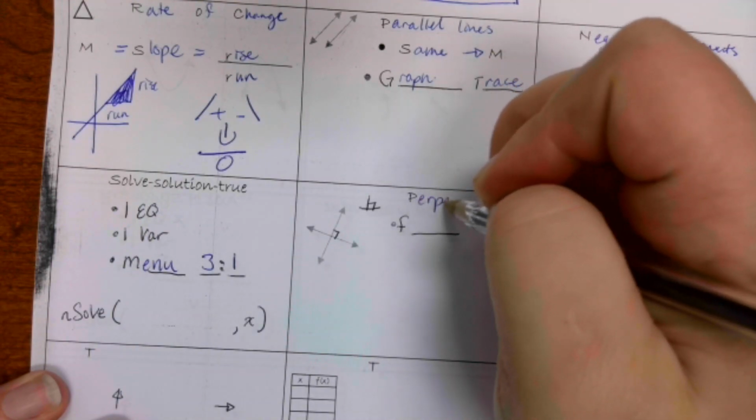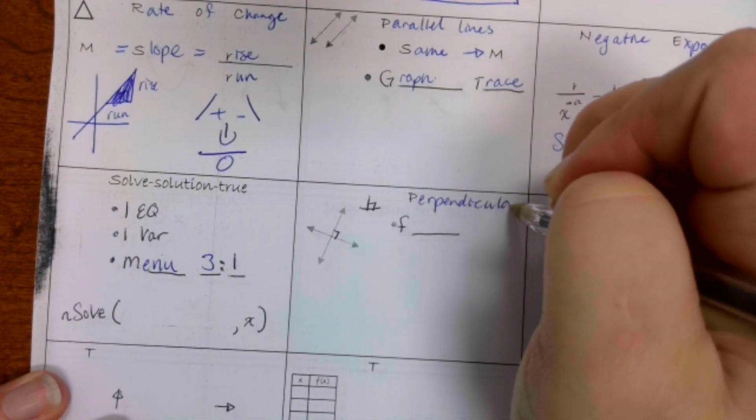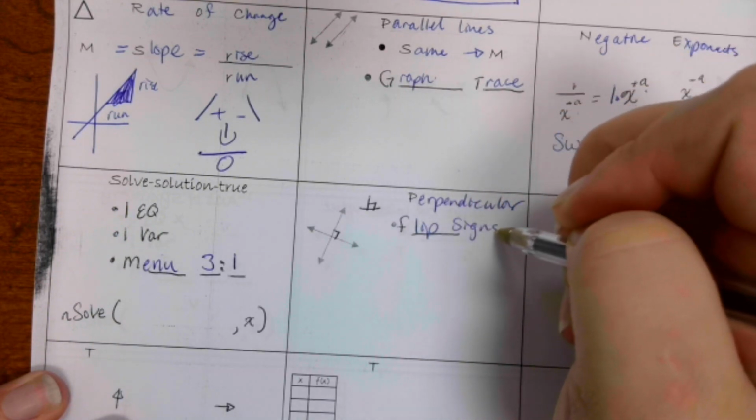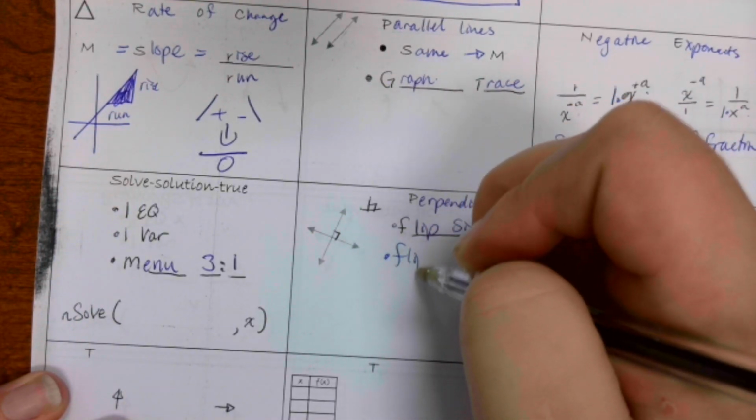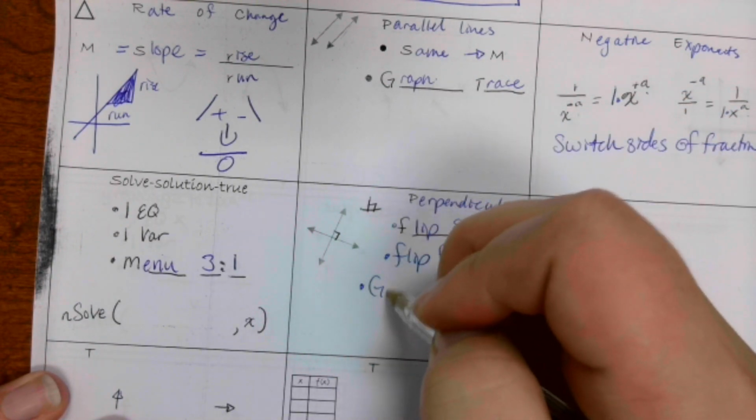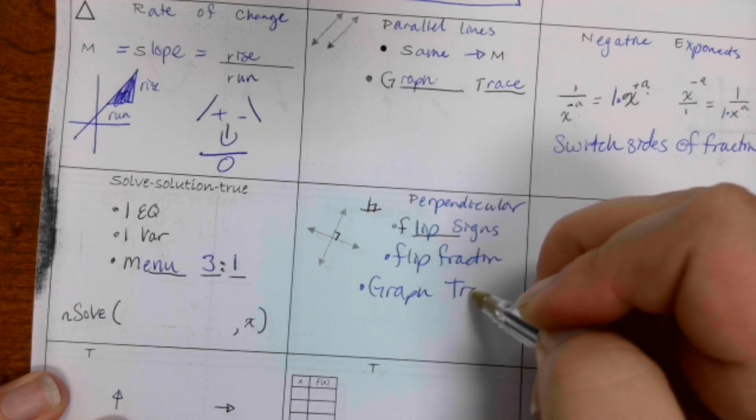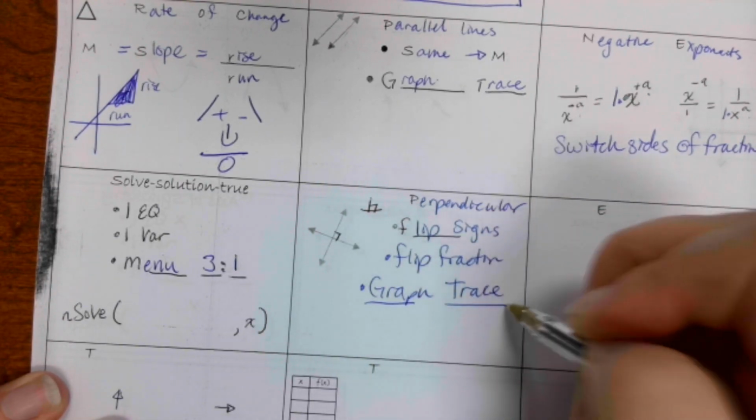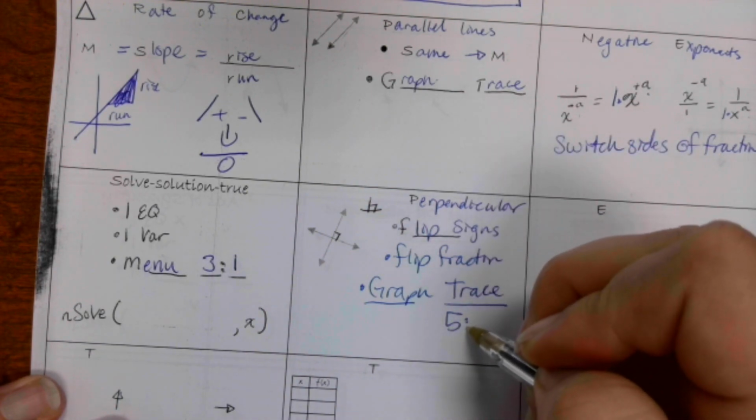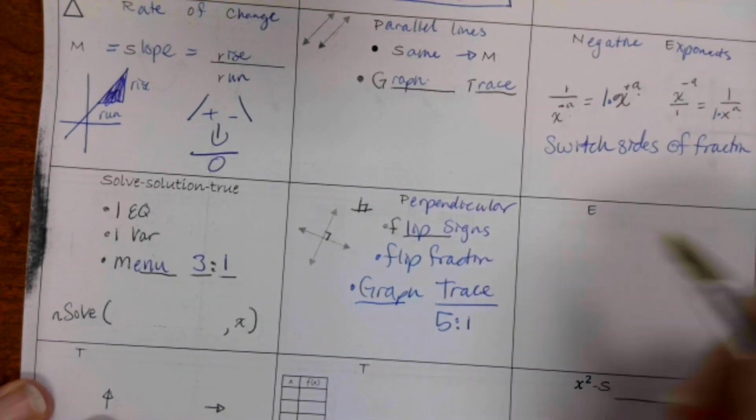All right, this is for perpendicular. Perpendicular, you're going to remember to flip your signs, and you're also going to flip the fraction. And again, you're going to use graph and trace to see if it goes through the other point that they give you. And if you don't remember how to do graph trace, it's menu 5, 1 once you put the equation in.